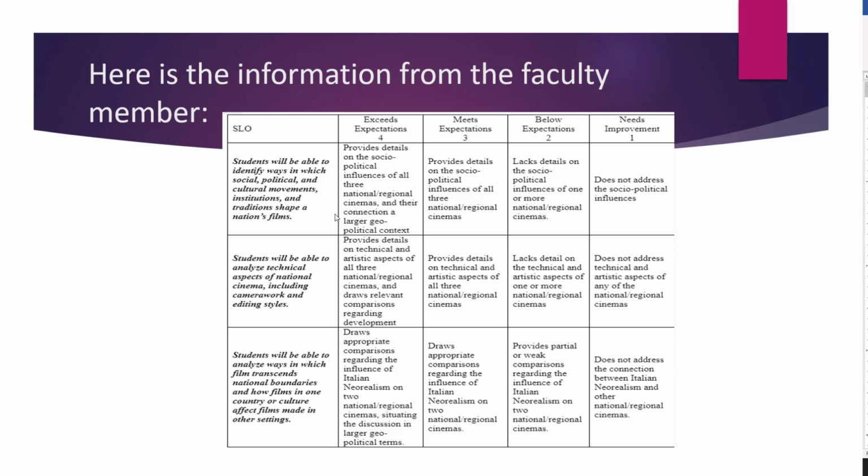Note that it is well organized with the first column of the table containing the CLOs and the remaining columns the rubric score definitions. Note that the rubric size is 4 scale with scores 4, 3, 2, and 1.